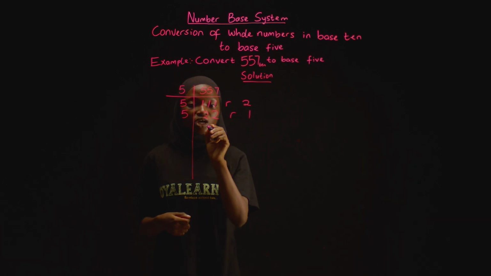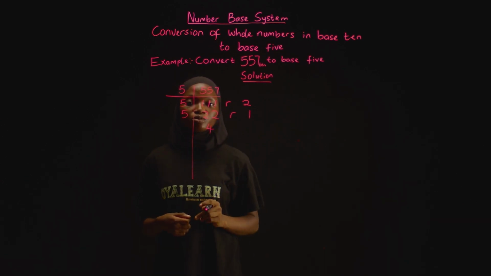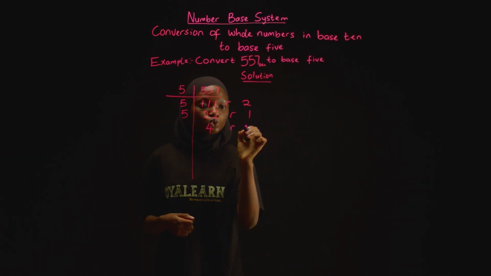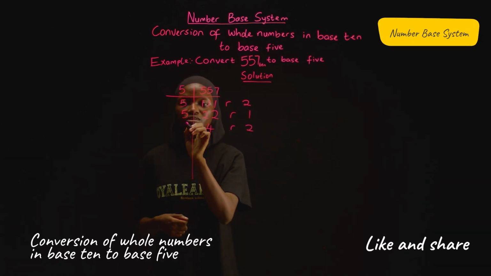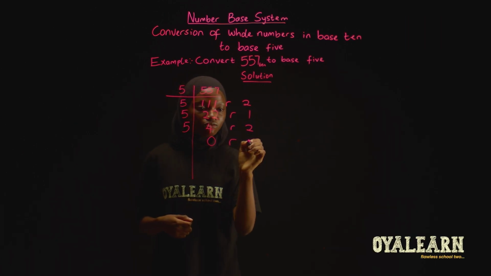5 goes in 22, you have 4. 5 times 4, that's 20. When you take away 20 from 22, you have a remainder of 2. Divide by 5 again, 5. 5 goes in 4, 0, remainder 4.